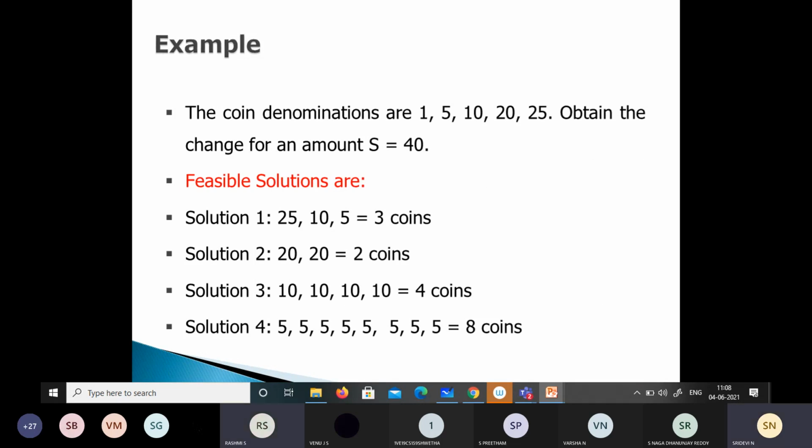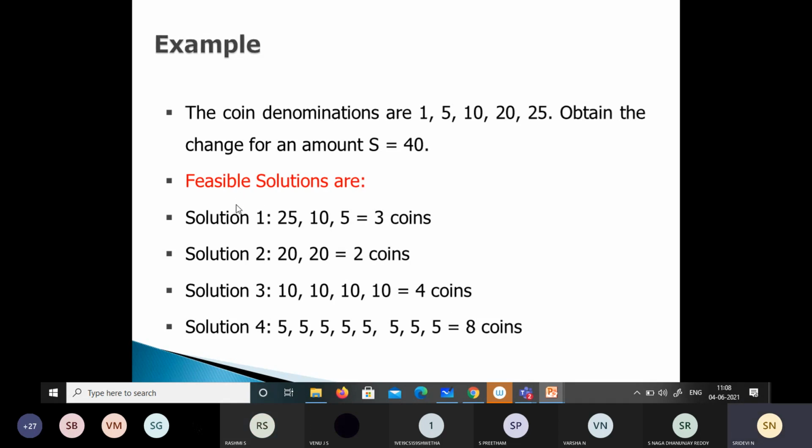Yes, ma'am. Okay. So the feasible solutions will be 1, 2, 3, 4, and see the solutions we have got, with 3 coins, 2 coins, 4 coins and 8 coins. We are able to generate the solution for change for rupees 40. But the thing is, we have to find the change with the minimum number of coins.